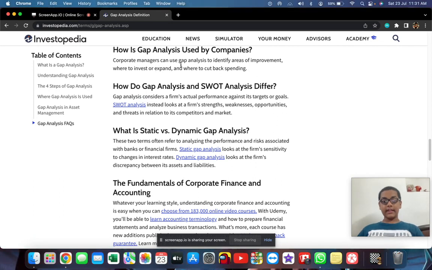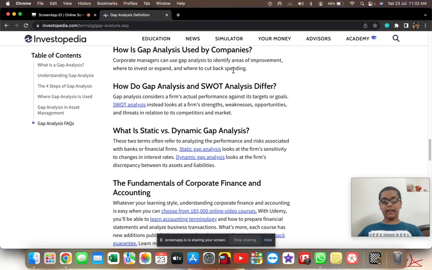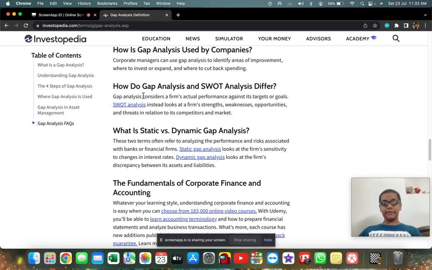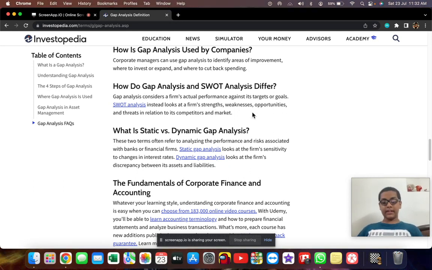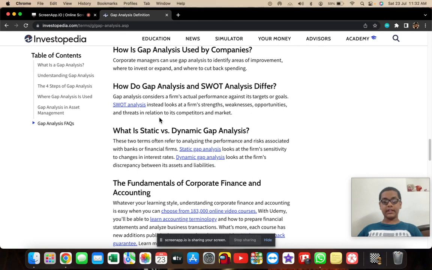Corporate managers can use gap analysis to identify areas of improvement, where to invest or expand, and where to cut back on spending. How do gap analysis and SWOT analysis differ? Gap analysis considers a firm's actual performance against its targets or goals. SWOT analysis instead looks at a firm's strengths, weaknesses, opportunities, and threats in relation to its competitors and market.